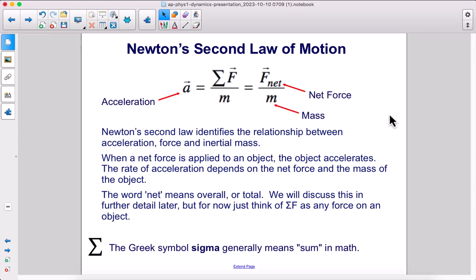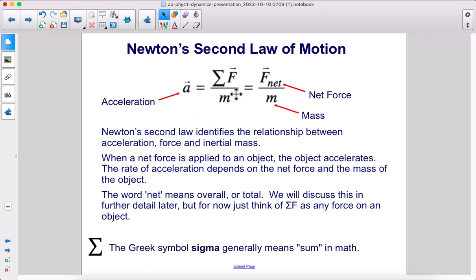Newton's second law identifies the relationship between acceleration, force, and inertial mass. When a net force is applied to an object, the object accelerates. The rate of acceleration depends on the net force and the mass of the object. The word net means overall or total. We will discuss this in further detail later, but for now, just think of sigma F as any force on an object. Sigma is the Greek symbol that generally means sum in math.